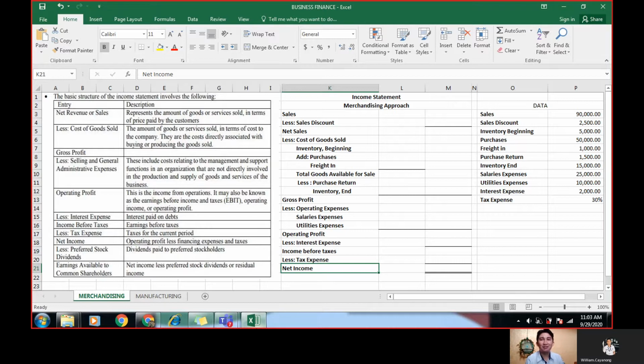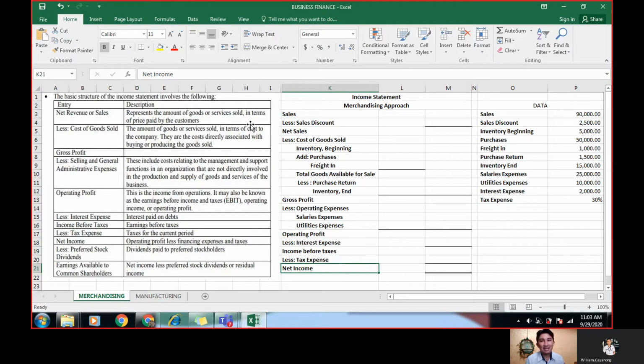So it is somewhat confusing and complicated as compared to the servicing approach. Kasi marami na tayong naencounter na new terminologies. Now, to begin with, the basic structure of the income statement involves the following. So we have net revenue or sales. This represents the amounts of goods or services sold in terms of price paid by the customers.